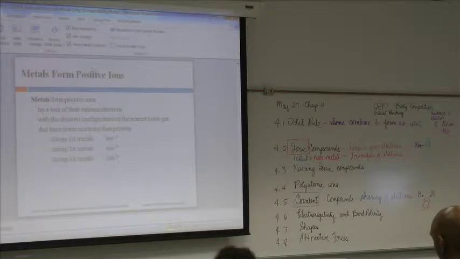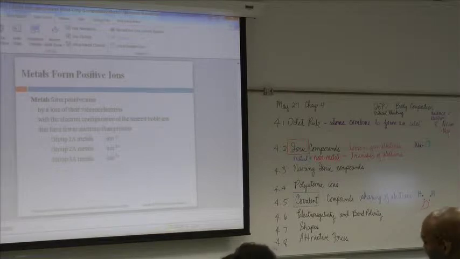Okay, so metals form positive ions, very, very important. So take note of this. Group 1A will have plus 1. Group 2A will have 2+, and group 3A. If you locate aluminum, where is aluminum? What number? Aluminum is in 3A, but column 13, right? And there's aluminum, gallium, indium. So aluminum has 3.